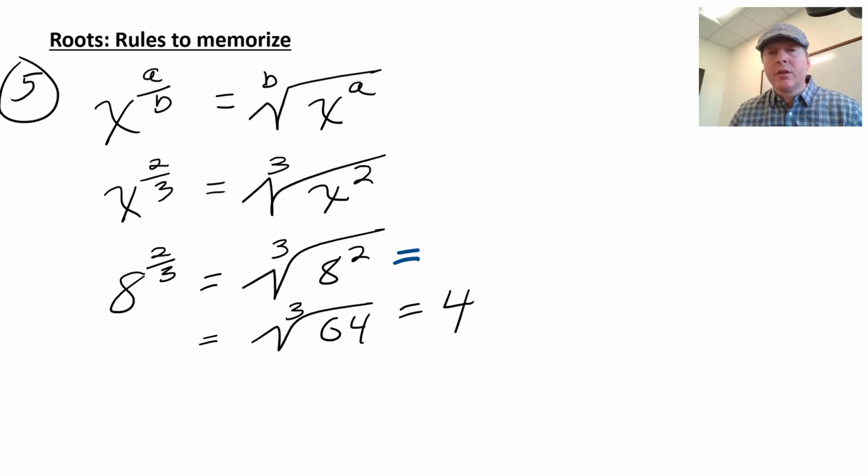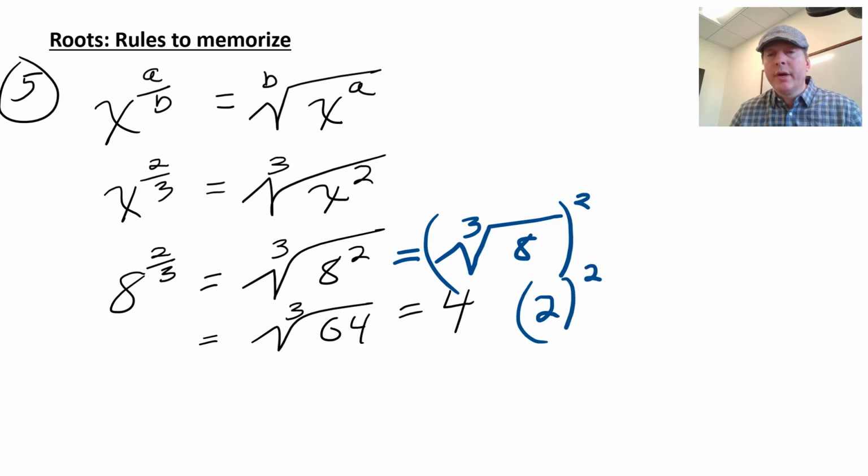Let me also point out that the cube root of 8 squared is the same thing as the cube root of 8, squared. And the cube root of 8 is what? The cube root of 8 is 2. So this is 2 squared. This is equal to 4. So it all works out.